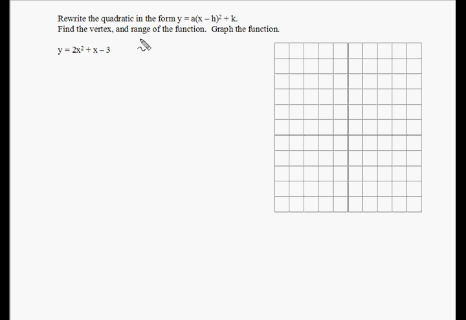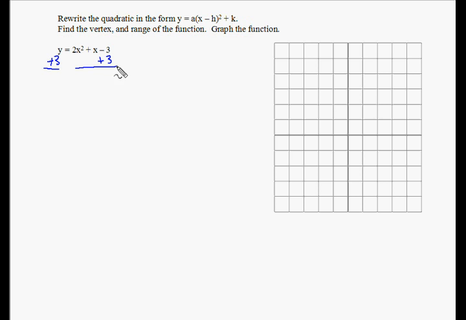Rewrite the quadratic in the form y equals a times x minus h, the quantity squared, plus k. Find the vertex, the range, and graph the function. Again, I would try and complete the square, moving the constant to the other side of the equation.